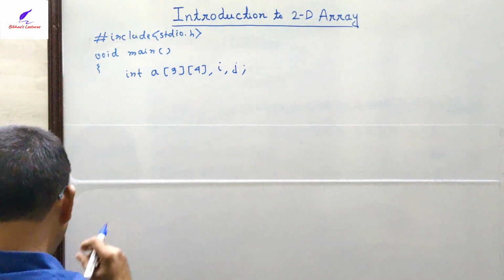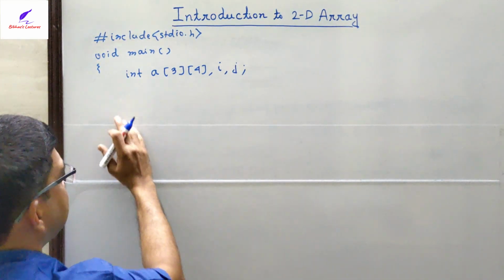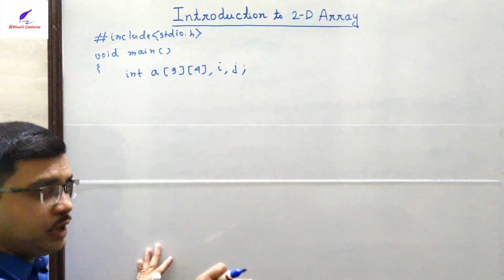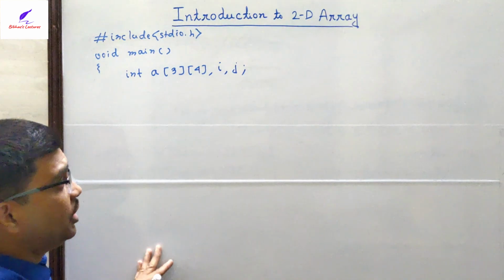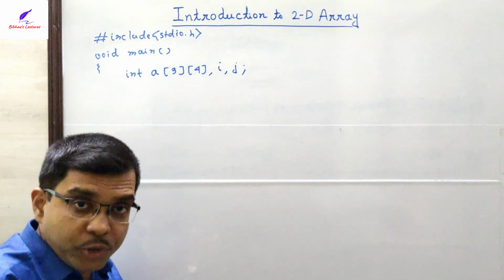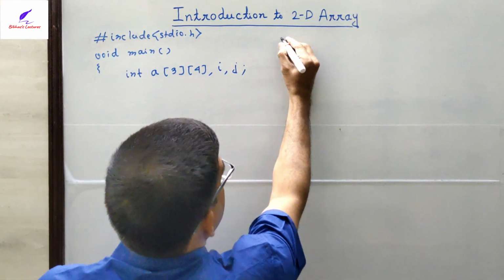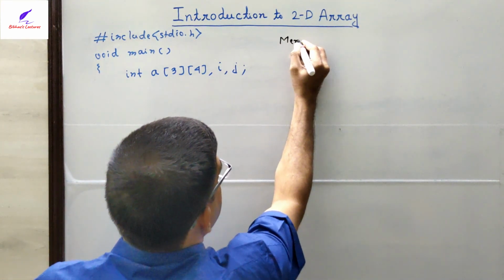Now, whenever this line is executed by the C compiler, what will happen? The compiler will first allocate the memory for this 2D array as well as for the variables i and j. So first, we will check the memory map of this 2D array.